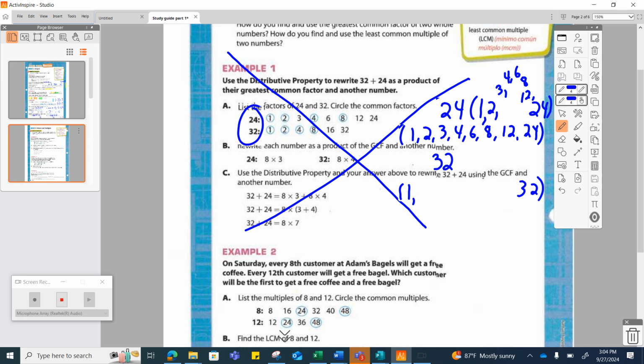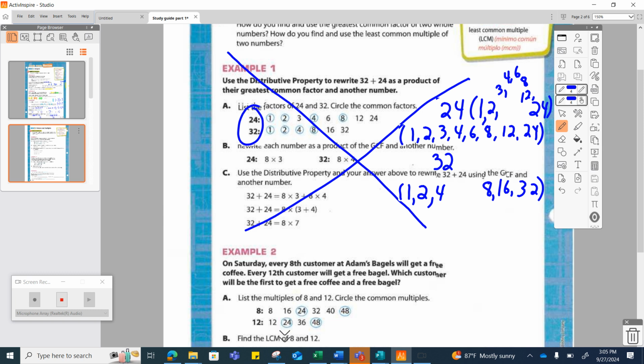2 times 16 is 32. 3 is not a factor of 32. You cannot do 3 times something to get 32, sorry. You can do 4. 4 times 8 is 32. Cannot do 5. 5 times something is not 32. Cannot do 6. 6 times some whole number is not 32. Cannot do 7. We're back at 8.